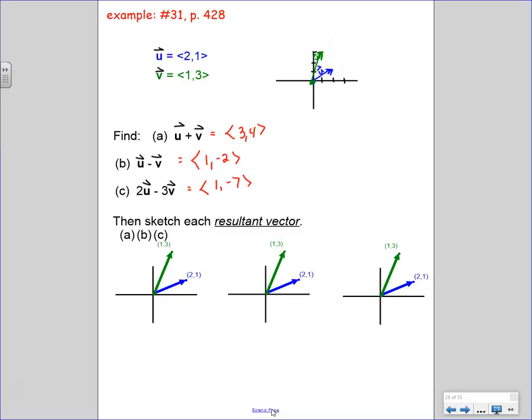So then when you guys wrote 3, 4, how would we sketch it? Well, it'd be 1, 2, 3, and 1, 2, 3, 4. How does that make sense? Well, if I was to go right 3 and up 4, and I was to show this one's resultant, guess what it would be the same thing as?